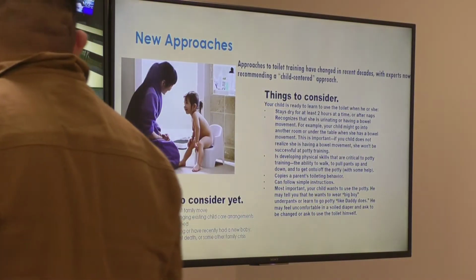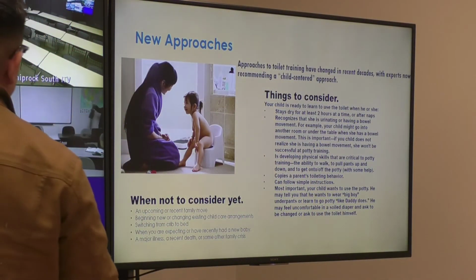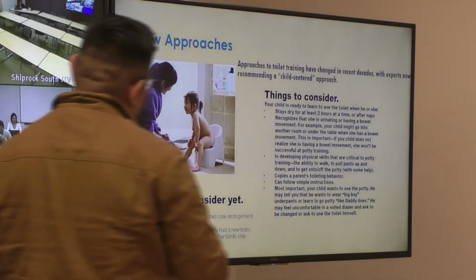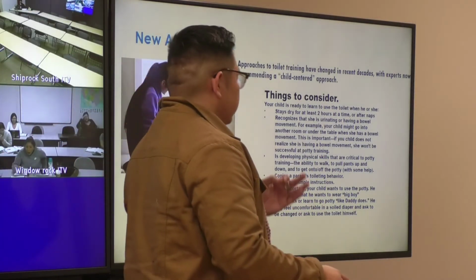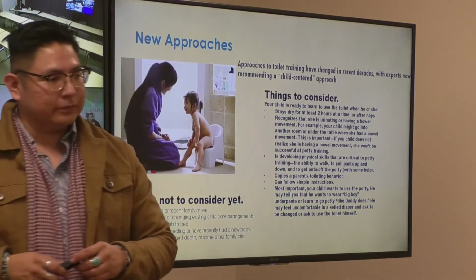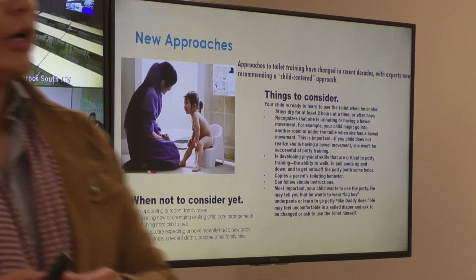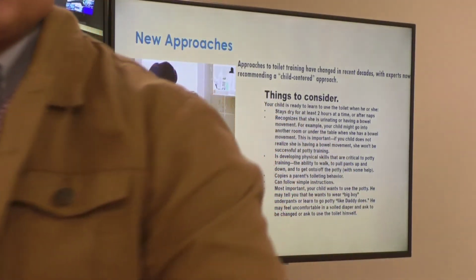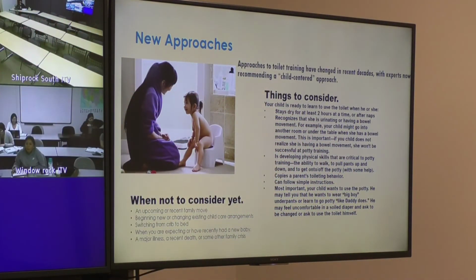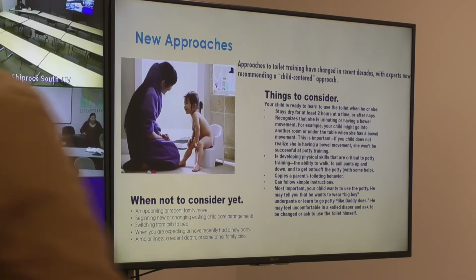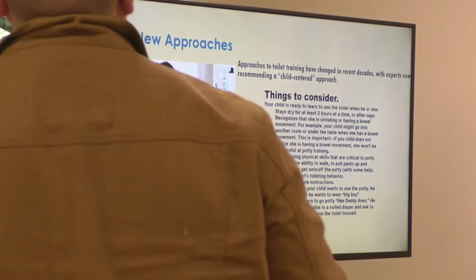So now, new approaches. So we're going to look at a child-centered approach to toilet training. So toilet training is one of the big things. How many have ever had that fun experience of trying to teach your child how to potty train? It's fun, right? They learn it that first time. You sit them there and they just go and you're like, job done, let's get out of here. Doesn't work that well, right?